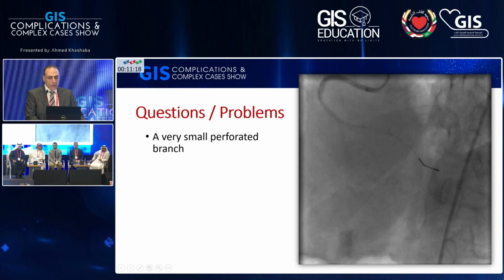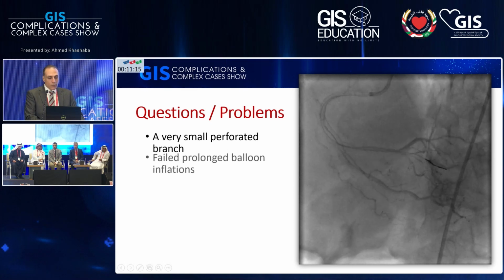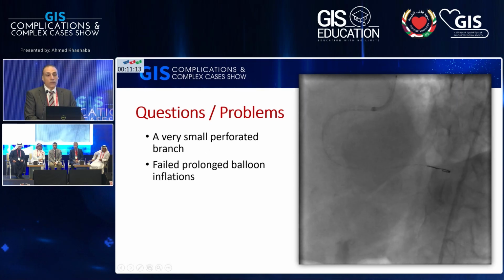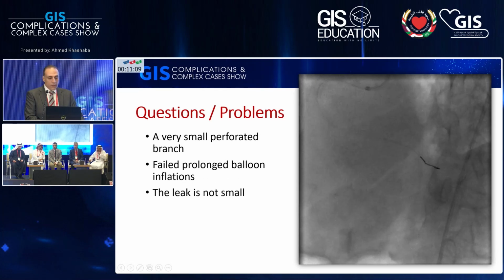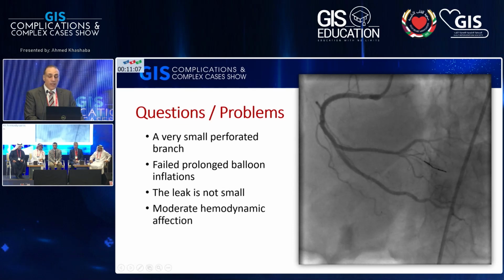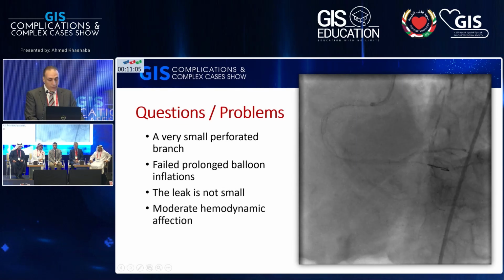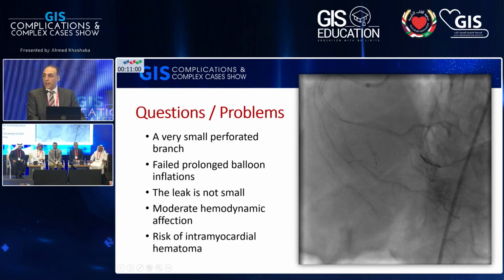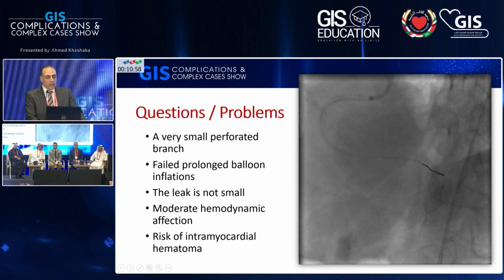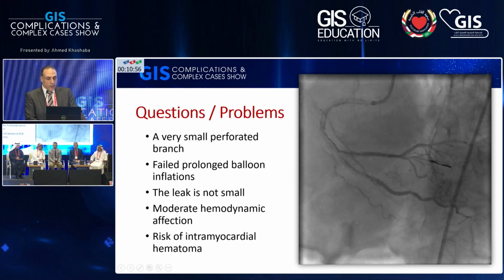So the questions come here. This is a very small perforated branch with failed balloon inflations 2 times each for like 20 to 30 minutes. The leak is not that small and causing some moderate hemodynamic affection. And because of the situation, anatomical site of the perforation, there is a risk of increasing intramyocardial hematoma.